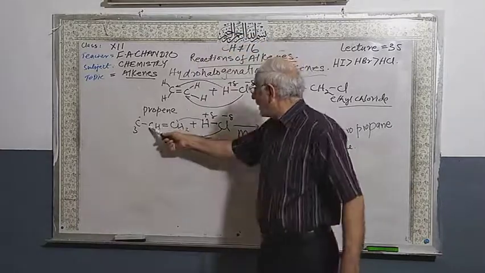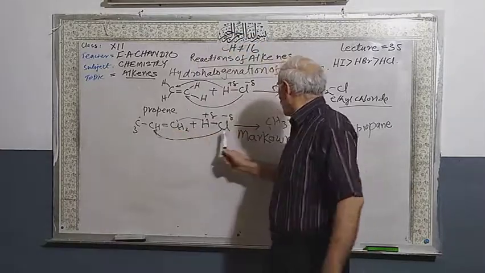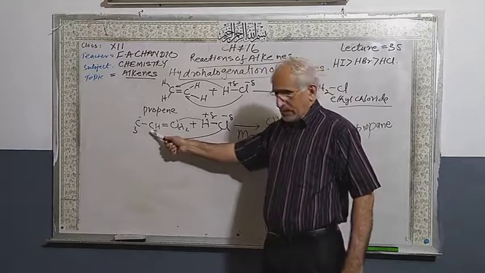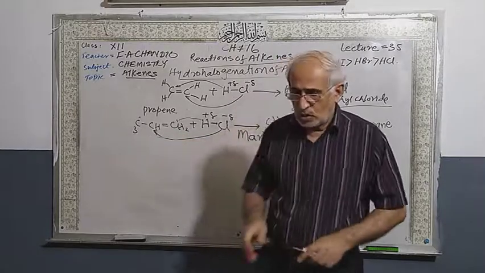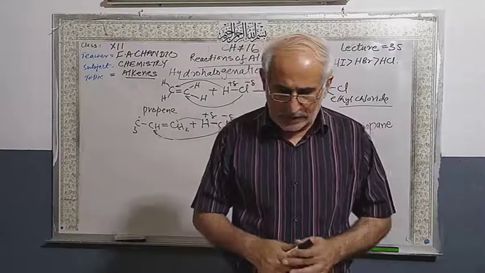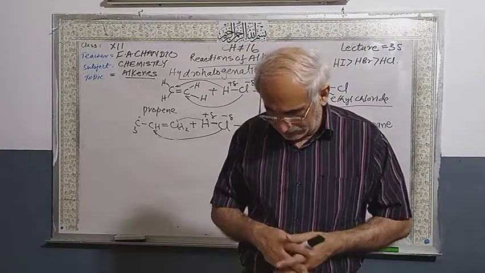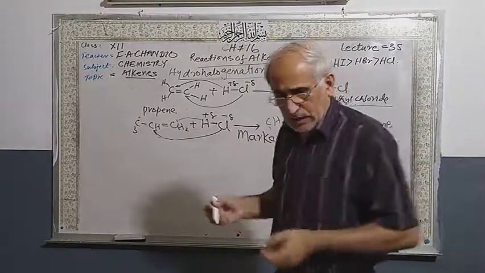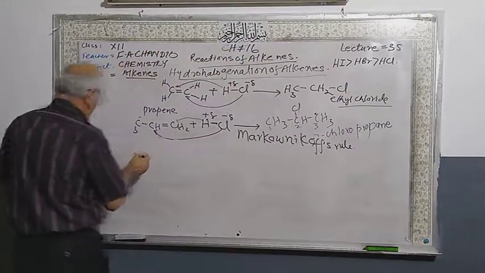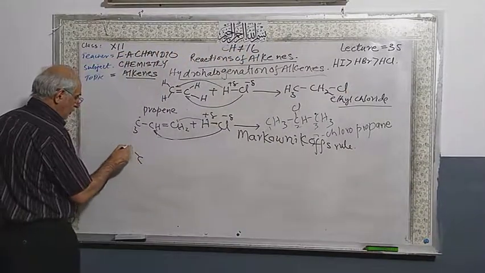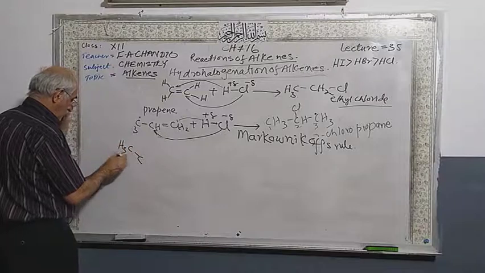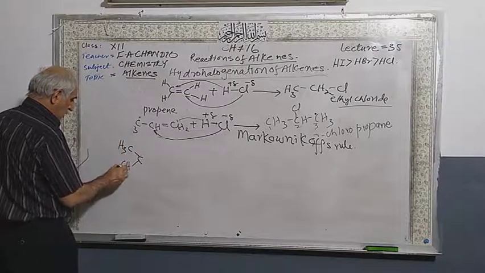So the double bond is here, and this carbon has less number of hydrogen atoms. The negative part must be attached here. This is called Markovnikov's rule. The same example is given here. I am going to write it. This example is given in the book.